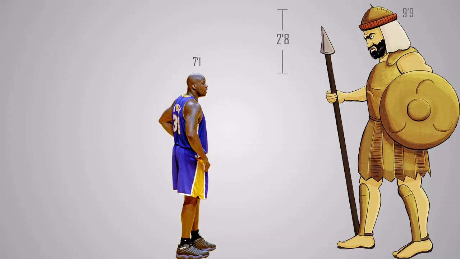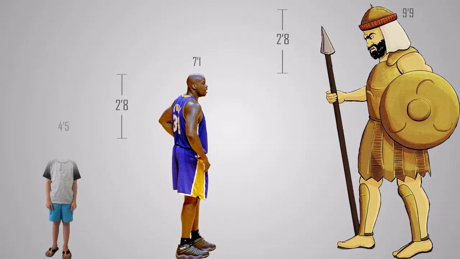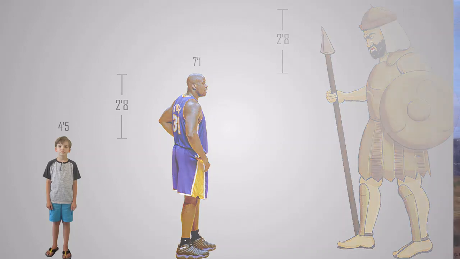To put that into perspective, Shaq is exactly 2 feet 8 inches taller than my 9-year-old son Elijah. Looking at Goliath and Shaq standing next to each other would have been the same as seeing Shaq next to a 9-year-old. Understand, this is not a comparison between Goliath and David, but Goliath and one of the biggest human beings of our time, Shaquille O'Neal.